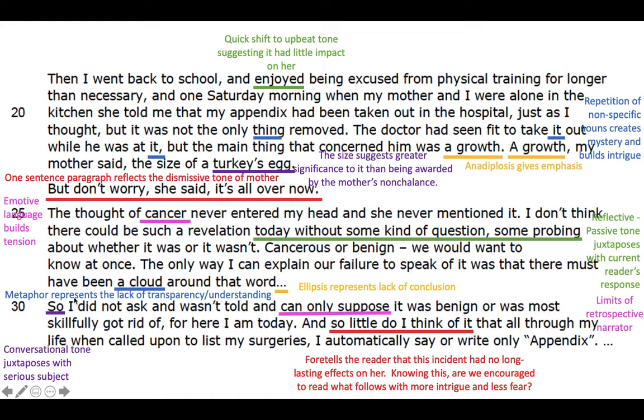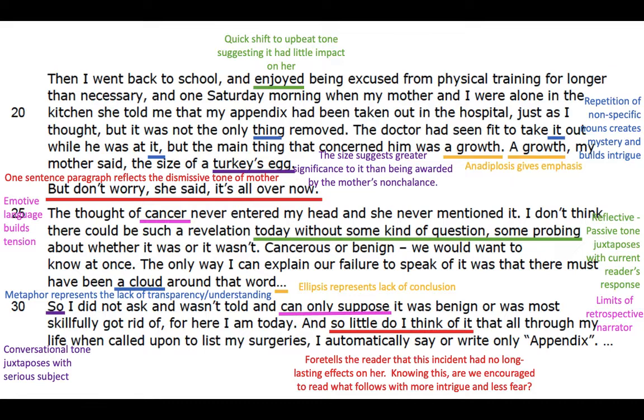Again, look at that conversational tone, and that really juxtaposes with the seriousness of the subject. We're talking about her potentially having cancer and having a tumour removed, and she's just like, "so I didn't ask and wasn't told and can only suppose it was benign." And she's quite humorous as well: "or was most skillfully got rid of, for here I am today." And that's it.